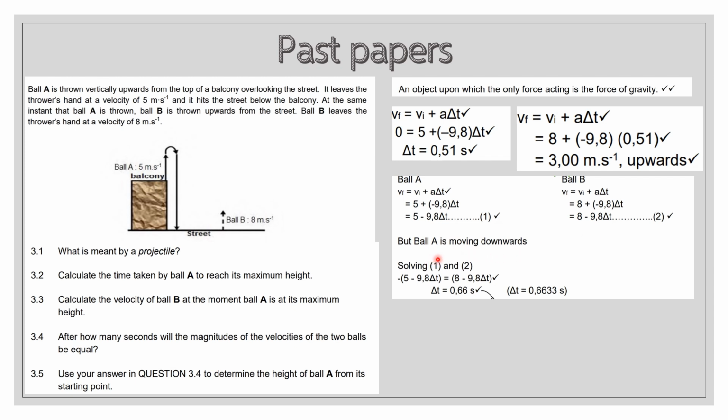A is moving downwards, so we need to put a negative in this place. And ball B is moving upwards, we take upwards as positive, so that's all sorted. Now we just use simultaneous equations and make them equal, and you solve for time.